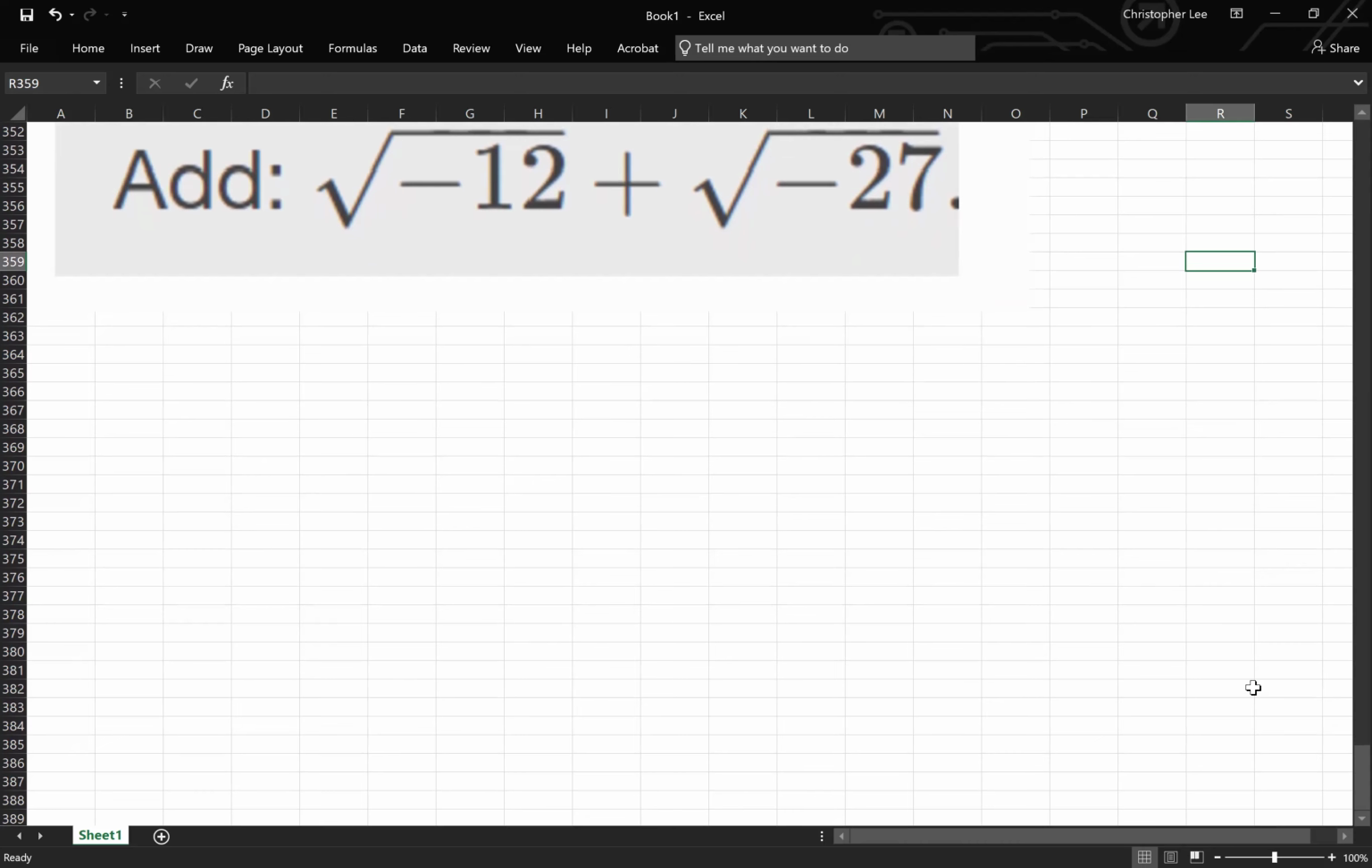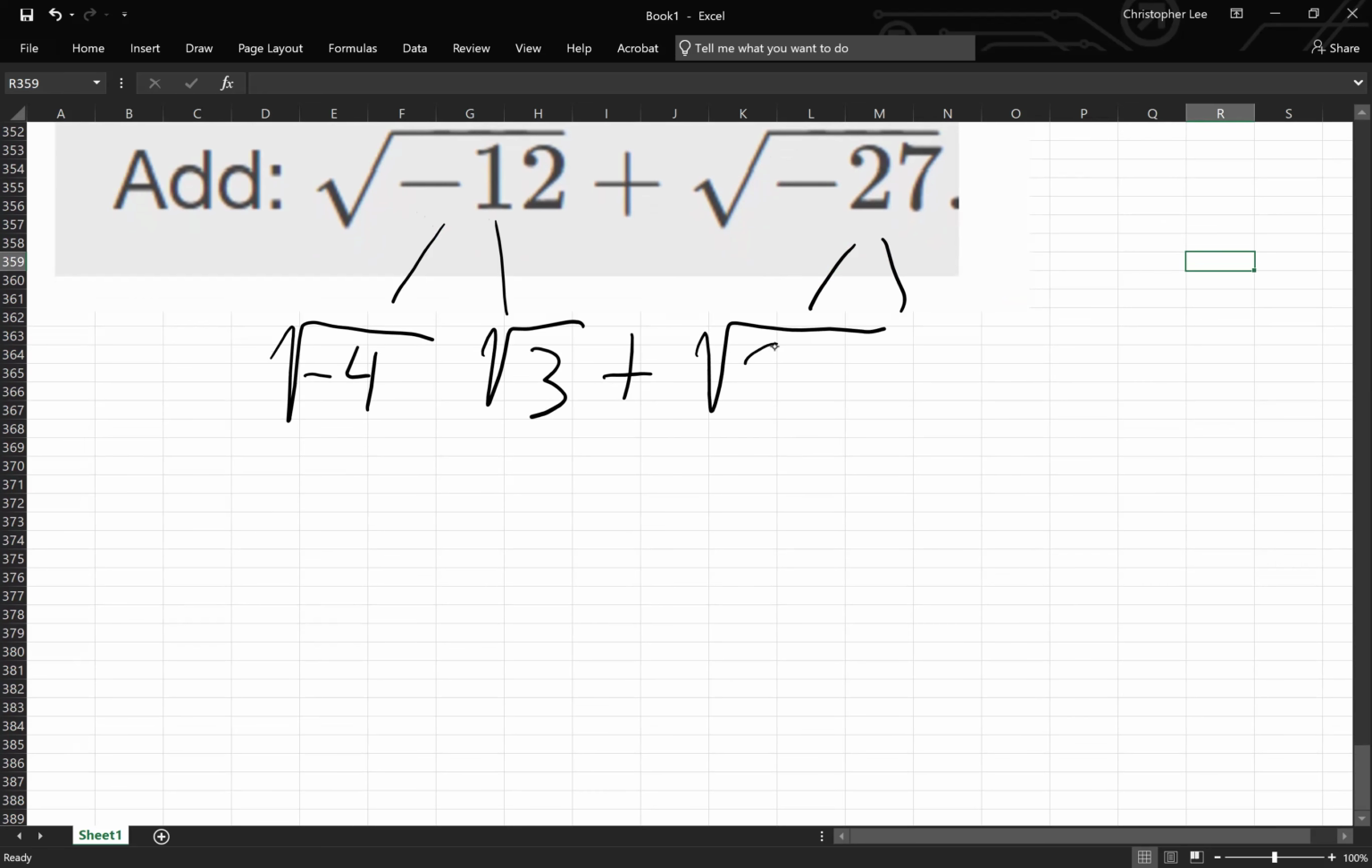So I'm gonna check this out. So we have the square root of negative 12. This is gonna become what? Square root of negative 4 times square root of 3, plus the square root of negative 27, which is gonna become square root of negative 9 times square root of 3.